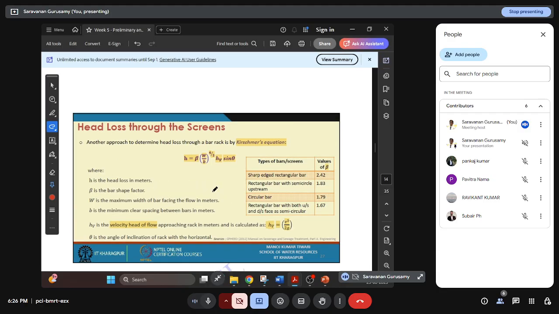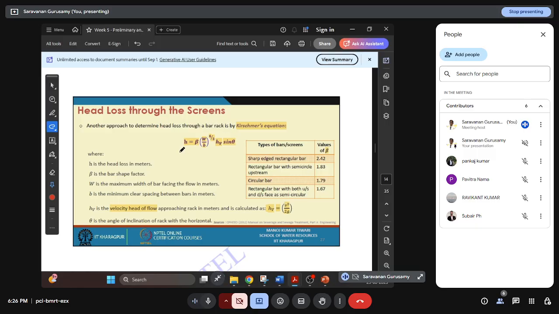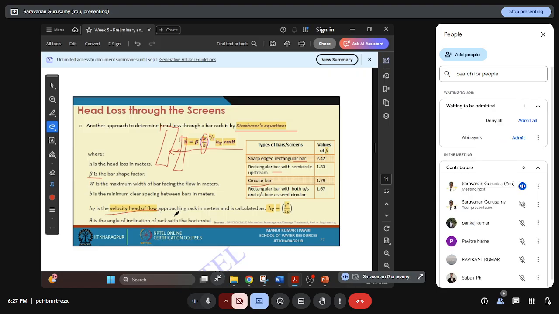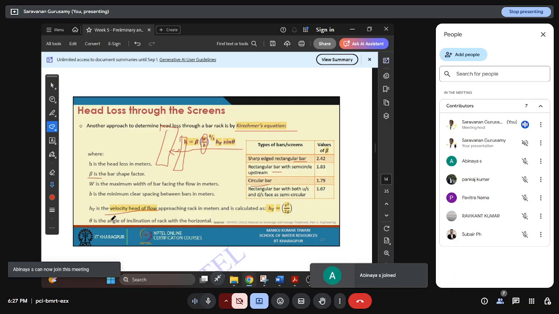Then, you can find the head loss through the screen with another formula, Kirschmer's equation: β (W/b)^(4/3) h_v sin θ. Here W and b are based on the width of the bars and the clear spacing between the bars. So these two are bars, and this is the spacing between the bars. Like that, we have an arrangement of bars. Then β is the shape factor. If it is a sharp-edged, rectangular or circular bar, we can use the corresponding value as a factor. And h_v is the velocity head of the flow. θ is the angle of inclination of the screen, maybe 45 degrees or 60 degrees.